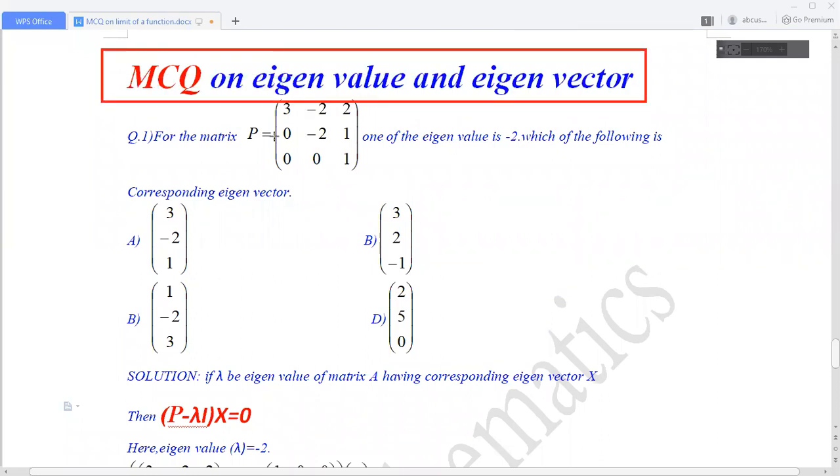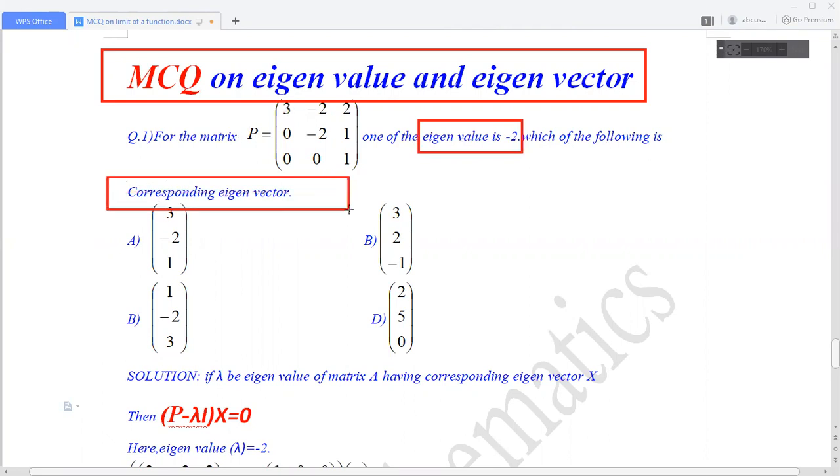First of all, let me read the question. Here the question is for the matrix P. It is given here 3 by 3 square matrix. For the matrix P, one of the eigenvalues is -2. We are given that one eigenvalue is -2, and which of the following is the corresponding eigenvector? We are just going to find out the corresponding eigenvector. When the eigenvalue is -2, we are just going to evaluate the corresponding eigenvector for this matrix P.